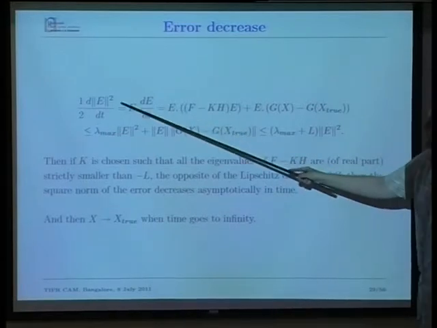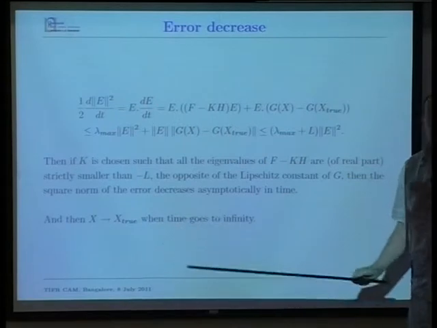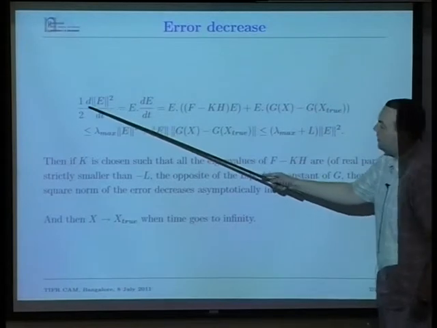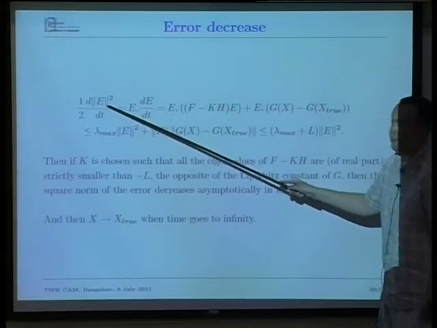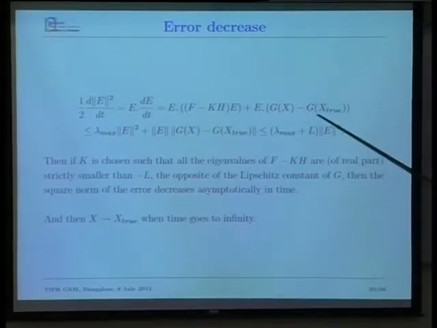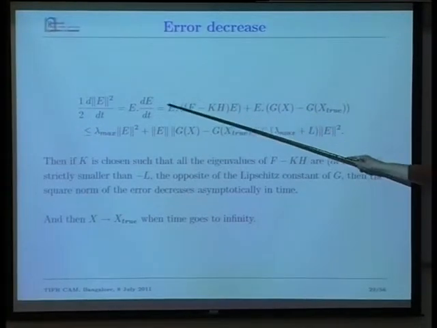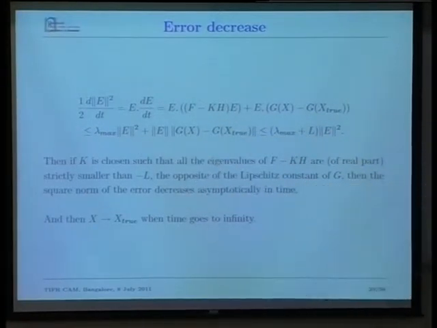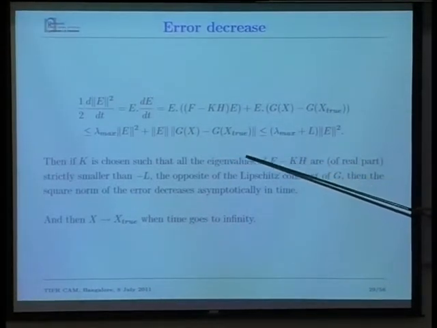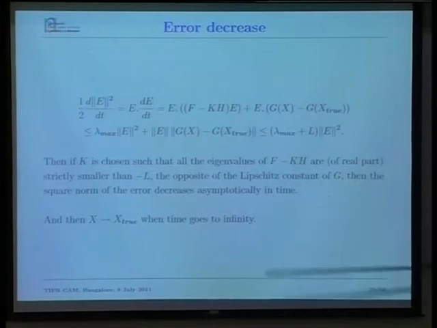So if we look at the square norm of E, we simply multiply the previous equation by E. One half of the derivative of the square norm of E is E times dE/dt. This part is smaller than the largest eigenvalue of F minus KH, or its real part, times the square norm of E. And this is smaller than the norm of E times the norm of G(x) minus G(x true), which is smaller than L times the norm of E.